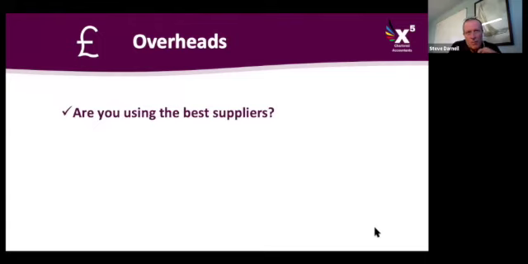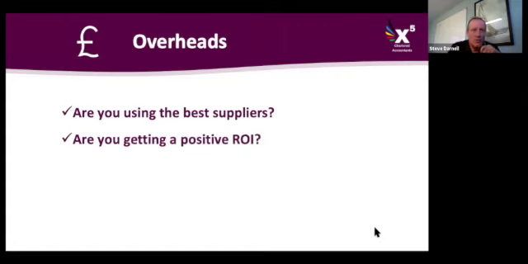I'll give you an example. In utilities, that wouldn't be a good move for a number of reasons. So, the question here, are you using the best suppliers? And obviously this potentially applies as much to our suppliers of our cost of goods as well as to our overheads. But are you using the best suppliers? And let's be honest, we don't know.